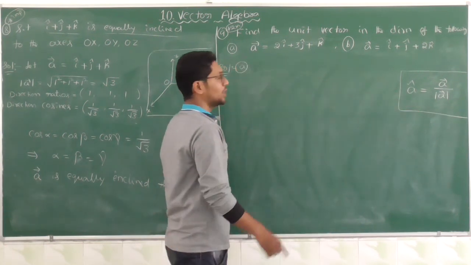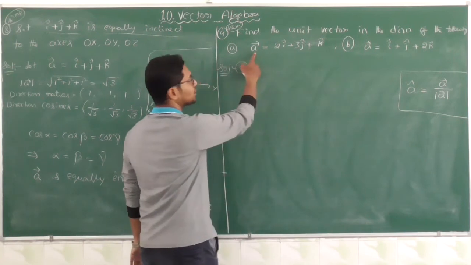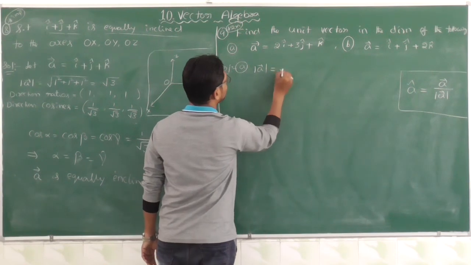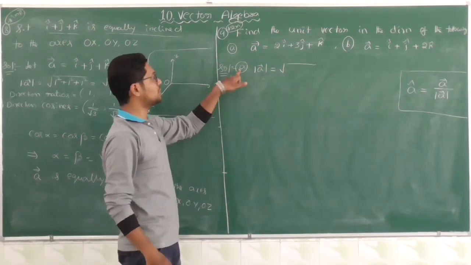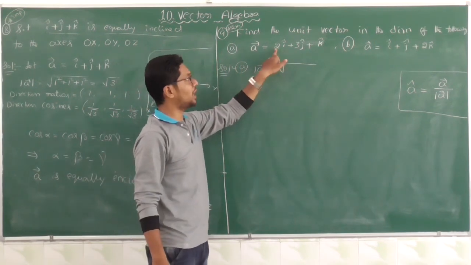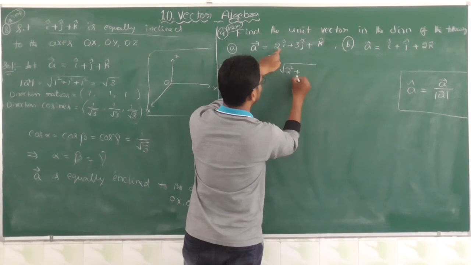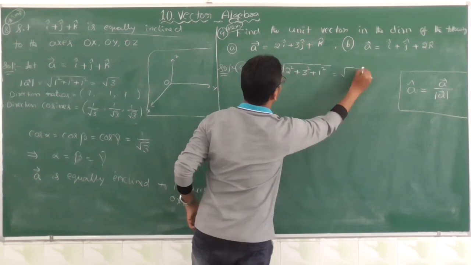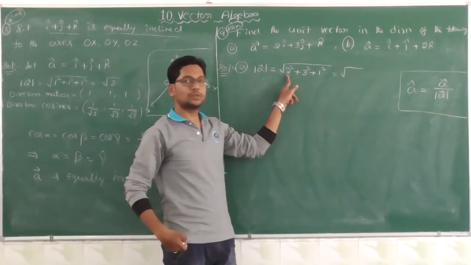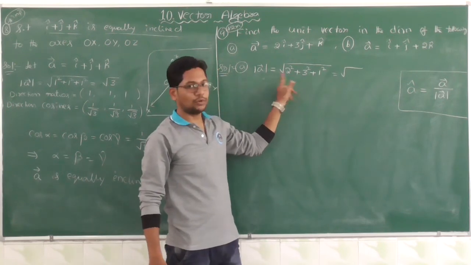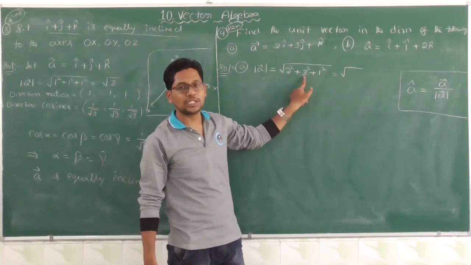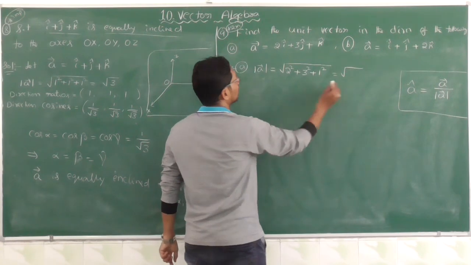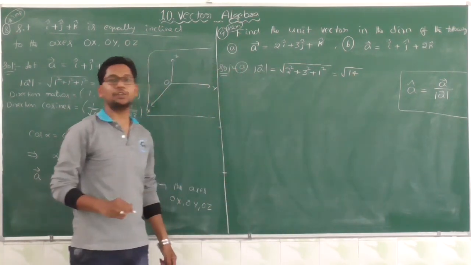Okay. Now you just see, we have the A vector. Next, what we want? Magnitude of A vector. First question I am solving. Magnitude of A vector: i component 2 square plus j component 3 square plus k component 1 square. That equals how much? 2 square is 4. Next, 3 square is 9. 4 plus 9 is 13. 13 plus 1 is 14. Okay, square root of 14. It is the magnitude of A.